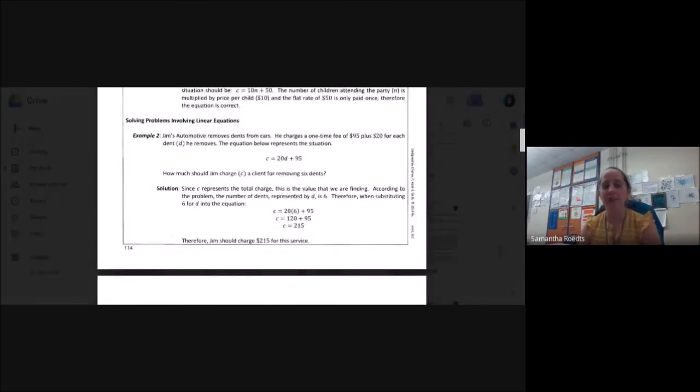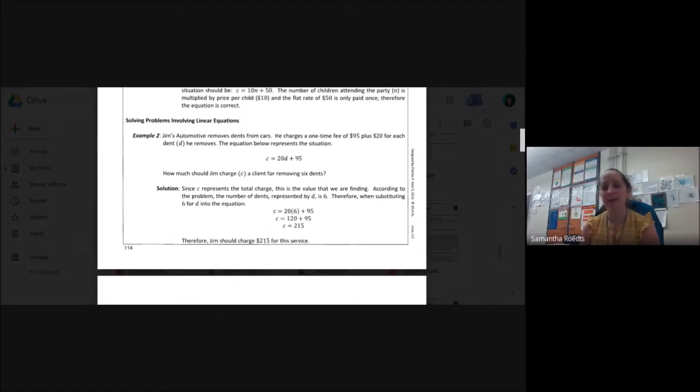All right, so let's look at example number 2. Jim's Automotive removes dents from cars. He charges a one-time fee of $95 plus $20 for each dent, D, he removes. The equation below represents the situation: C equals 20D plus 95. Okay, so he charges a one-time fee of $95 and then $20 for each dent. How much should Jim charge a client, C, for removing 6 dents?